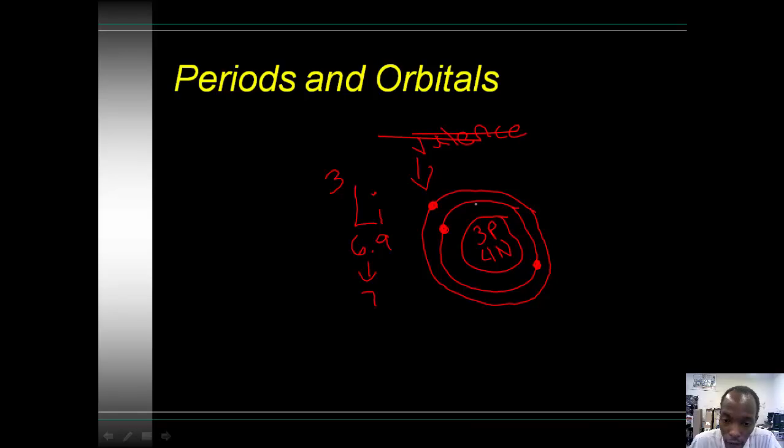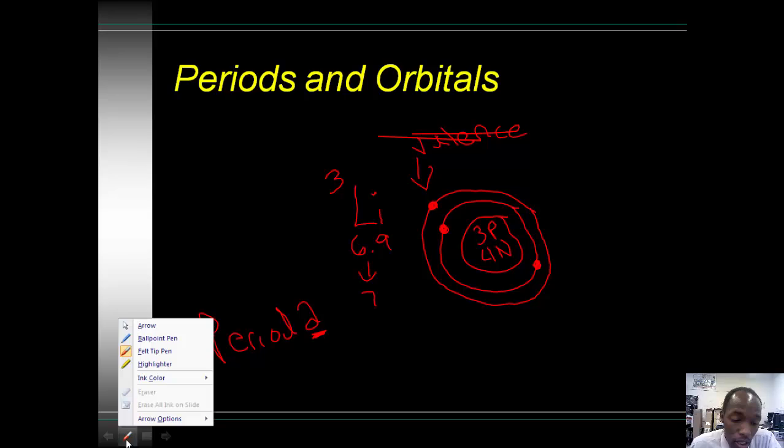So if you notice, we have 1, 2 orbits. And if we look at lithium, lithium is in period 2. So because it's in period 2, it should have 2 orbital shells. So this number of the period says how many orbital shells, or the circles you draw around the nucleus, each element should have. So all the elements in period 2 have 2 orbital shells. All the elements in period 3 have 3 orbital shells. All the elements in period 4 have 4 orbital shells.